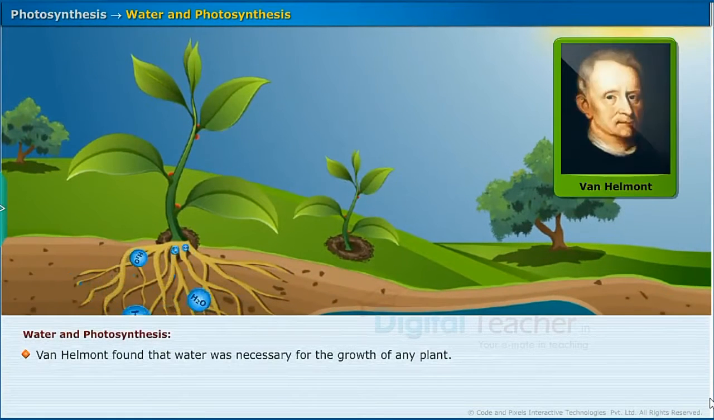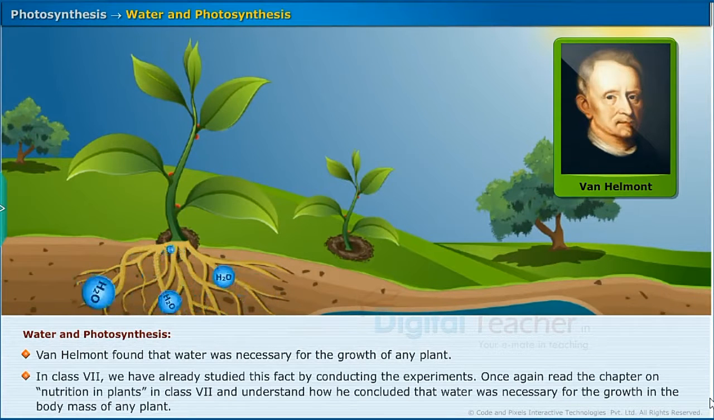Von Helmont found that water was necessary for the growth of any plant. In class 7, we have already studied this fact by conducting experiments. Once again, read the chapter on nutrition in plants in class 7 and understand how he concluded that water was necessary for the growth in the body mass of any plant. Now, let us learn about the role of air in the process of photosynthesis.